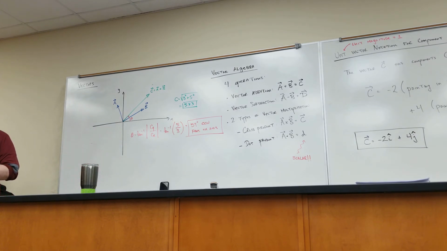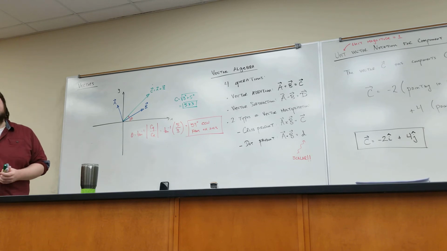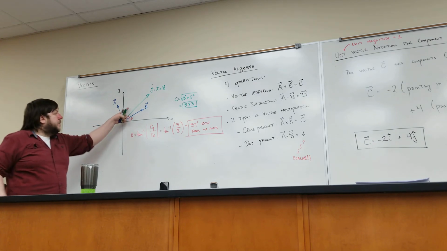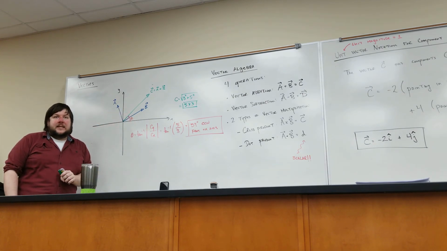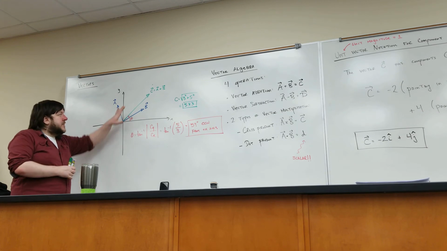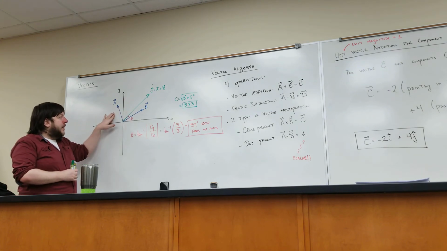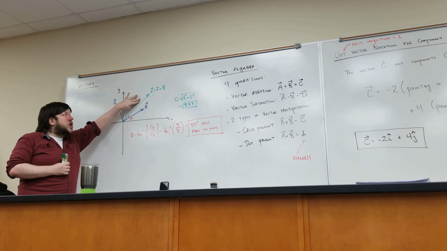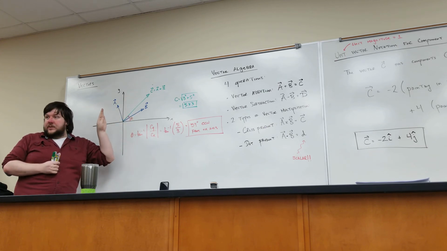Okay? Any questions? You want to find the magnitude of C? No, I just drew them there to show that C points in a different direction and it has a different magnitude. So C is not going to share the magnitude of A, it's not going to share the magnitude of B. The magnitude of C is not the sum of their magnitudes. It's not.